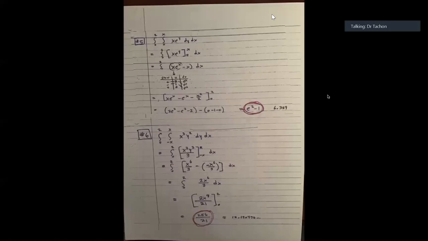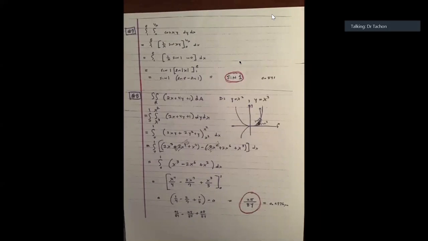Number 5, I used integration by parts here, but I used the table method for that one. So e squared minus 1 for that answer. They're all numbers because you're just computing them, okay? Number 6, another iterated integral for you to compute, so 256 over 21, okay? Number 7, another one to compute, so sine 1, because it's radians, right?